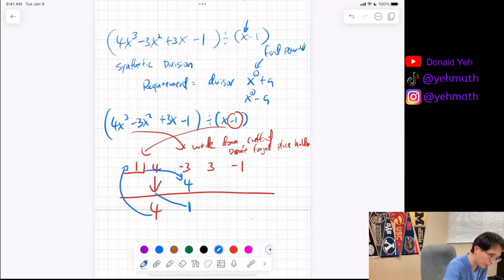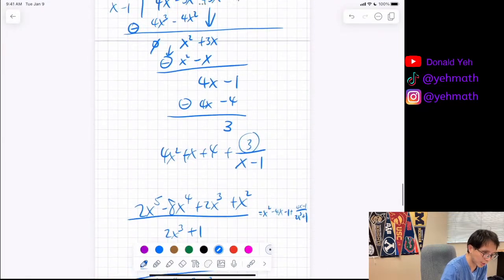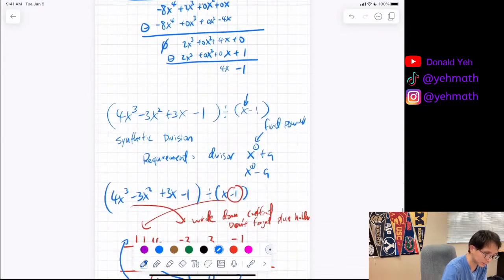Now you're going to do 1 times 1. It's going to be 1. That's going to be 4. 4 times 1. That's going to be 4. And that's going to add to be 3. How many of you guys still remember how to do standard division? Good. And let's go check whether our answer is correct.